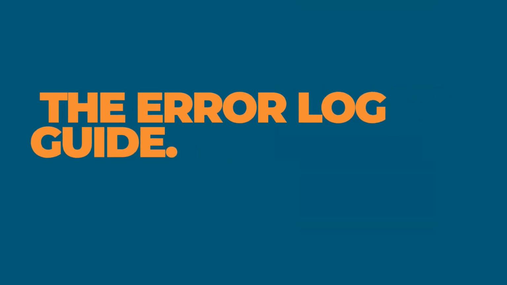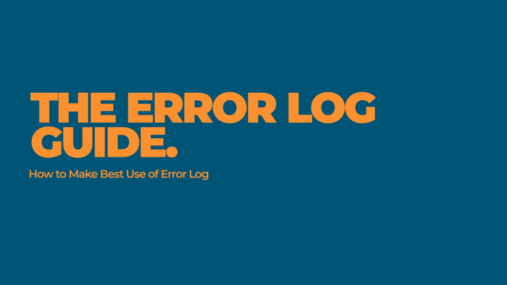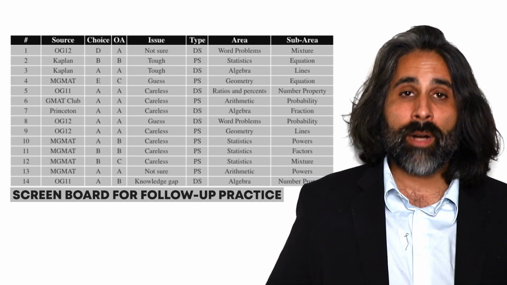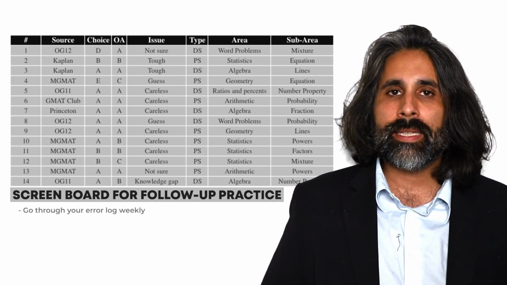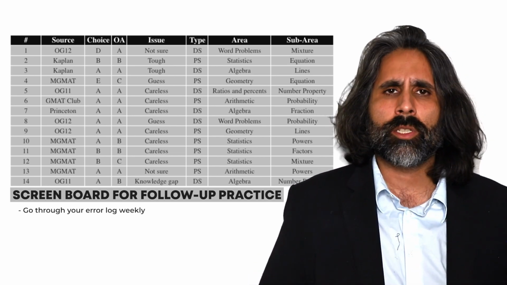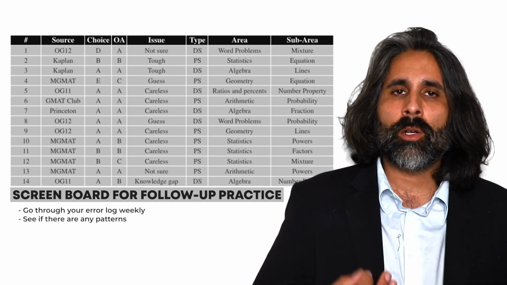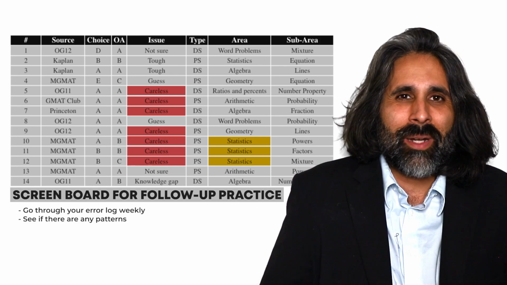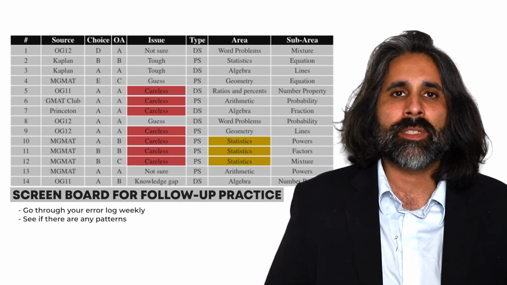Now we get to the second part. What do you do with your error log? The point of having an error log is not to have an error log. It's not to read it every night before bed and remind yourself of all the good times when you messed up problems. The point of having an error log is to act as a springboard for follow-up practice. Once a week at least, you need to go through your error log. Look over your errors from the last week or two. See if there are any patterns there or any errors where you're like, yeah, I know I made that mistake before. This isn't the first time I've seen that.